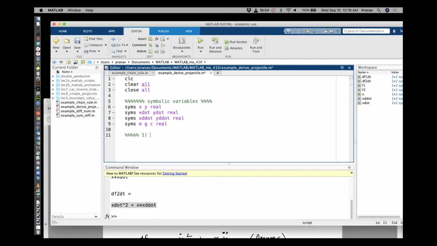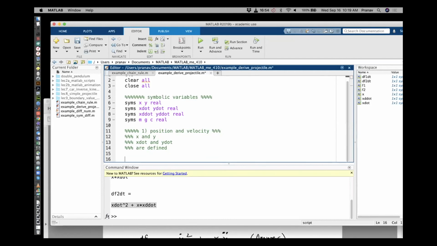So the first step is position and velocity. There's nothing really to be done here because position x and y and x dot and y dot are already defined. Later on, when we do the pendulum, we'll see that x and y are something we need to write by using some of the things we learned in previous classes when we talked about kinematics. So right now we don't have too much.